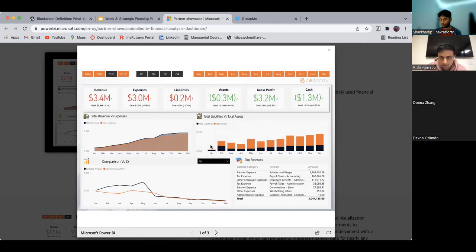And then we can also examine total liabilities versus total assets. And this is also another really cool data visualization tool. We can check this year's versus last year's. So LY, right, the orange would be looking at last year's for the selected amount, whereas the top line, the black one, would be for this year's. And then we can even examine the top expenses that we spent. For example, we spent most of our money in salary expense, paying salaries and wages.